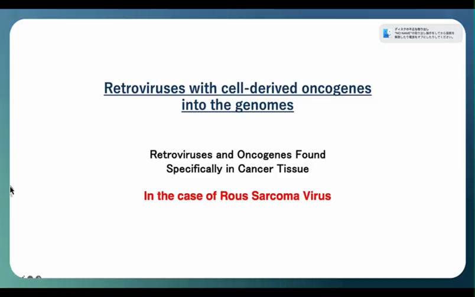Let's change the topic a bit, and I will explain retroviruses that carry host-derived oncogenes. In certain cancer tissues, specific retroviruses can be found. Moreover, those retroviruses may have host-derived oncogenes embedded in their genomes. As an example of this, I will discuss the Rous sarcoma virus.